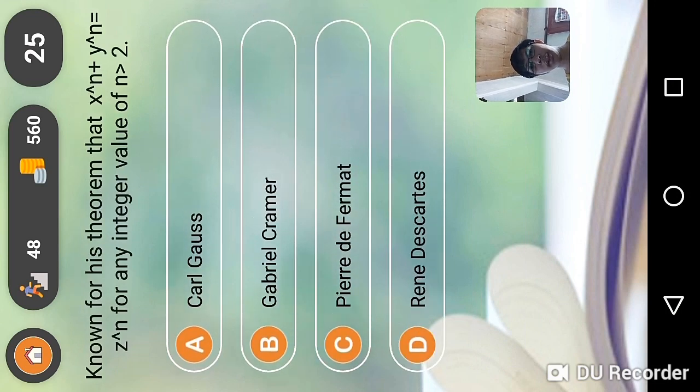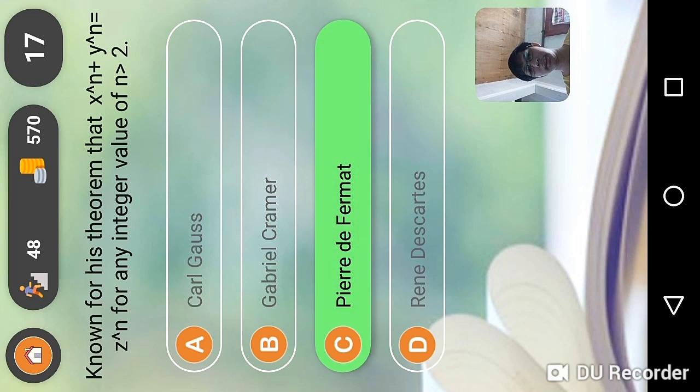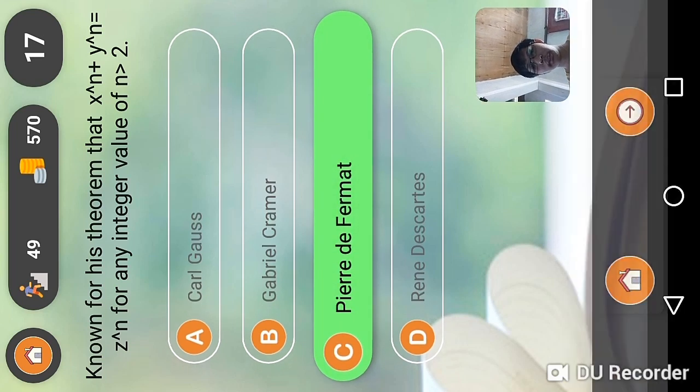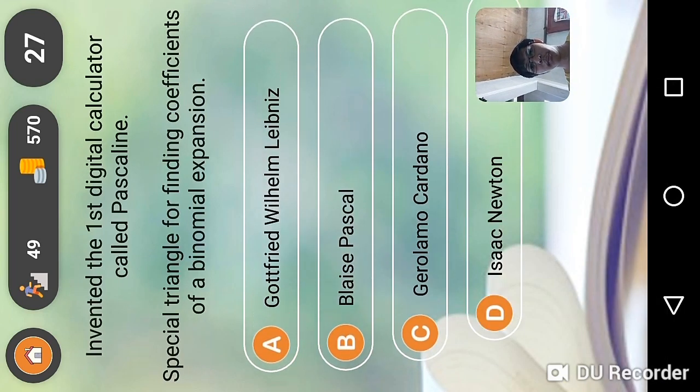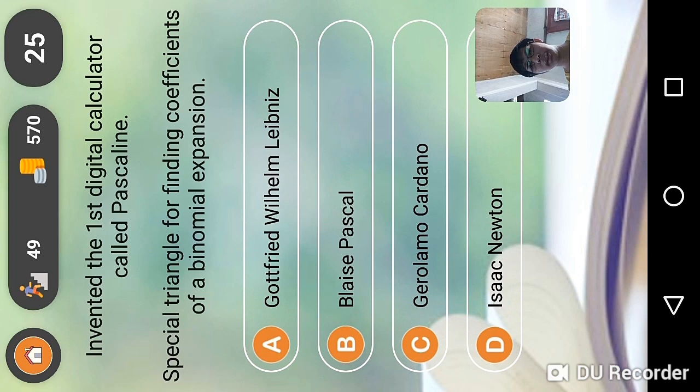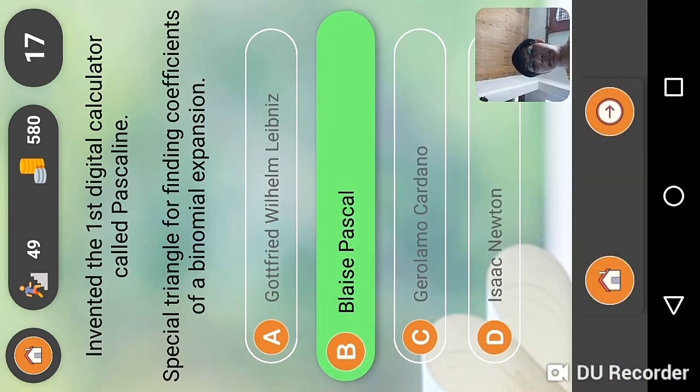Known for his theorem that x raised to n plus y raised to n equals z raised to n for any integer value of n greater than 2. Pierre de Fermat. Invented the first digital calculator called Pascaline. Special triangle for finding coefficients of a binomial expansion. Blaise Pascal.